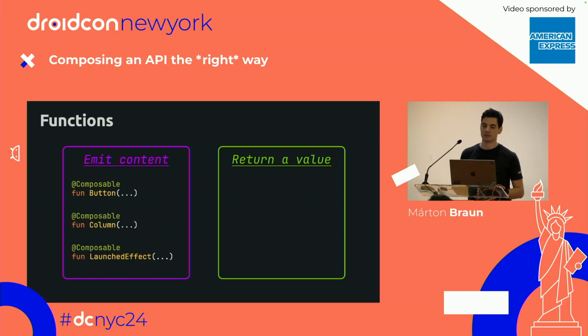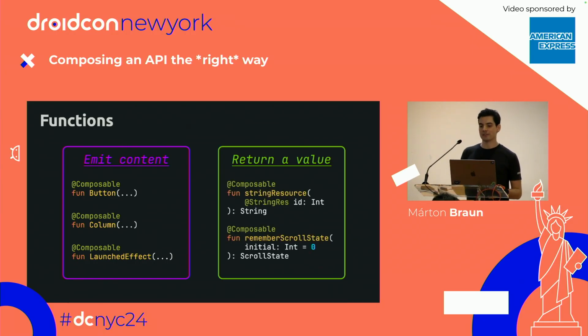So it's a button, it's a column, and so on. On the other hand, we have those composable functions that return a value for you to use. Here, for example, we can look at something like string resource or remember scroll state. These functions mostly use the composable annotation because they need to grab something from the composable context. So they depend on some composition local values or something like that.